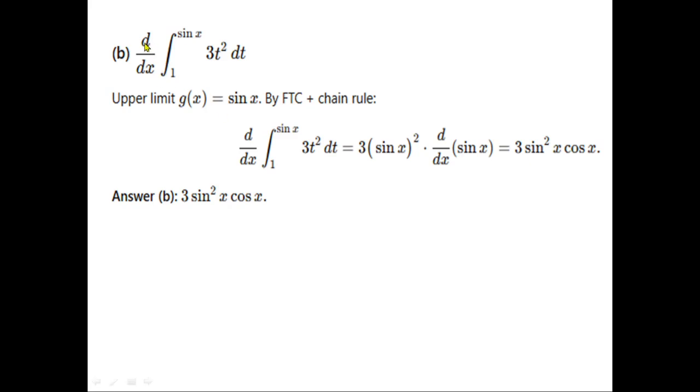Let us see another function, that is d by dx of the integral from 1 to sin x of 3t square dt. Here g of x is sin x and the function is 3t square. This sin x has to be substituted in place of t, so that it is 3 into sin x whole square, and the differentiation of sin x, d by dx of sin x, is cos x. That is 3 sin square x cos x.